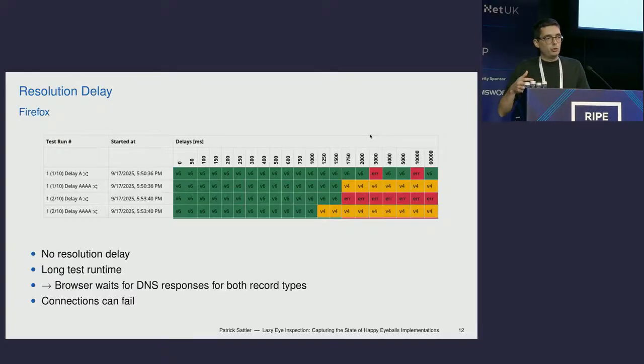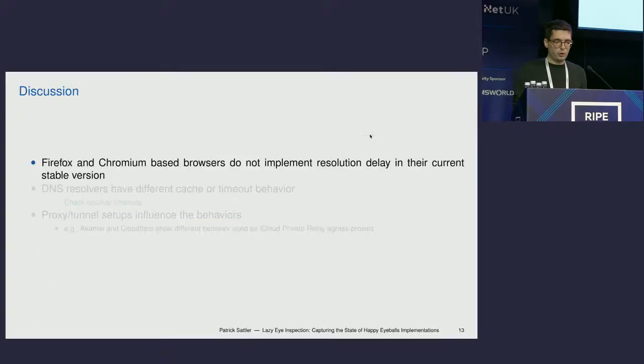This is even though the quad A record and response returned, so it could connect via IPv6 directly. So what we see is Firefox, and this is not only true for Chrome, but all Chromium-based browsers. So we tested different ones. They don't change the behavior with regards to Happy Eyeballs. And in their current stable version, they do not implement any resolution delay.